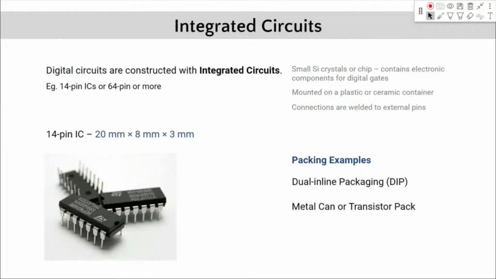The other type of packaging is called metal can or transistor pack. We'll see an example of that as well. And then the third type is flat pack. So note that these are not the only 3 types of packaging. There are multiple versions of these kinds of packaging for different applications. But broadly speaking, at a very basic level, we can think that these are the 3 broad types of packaging of ICs that you will find: dual inline packaging, metal can, and flat pack.